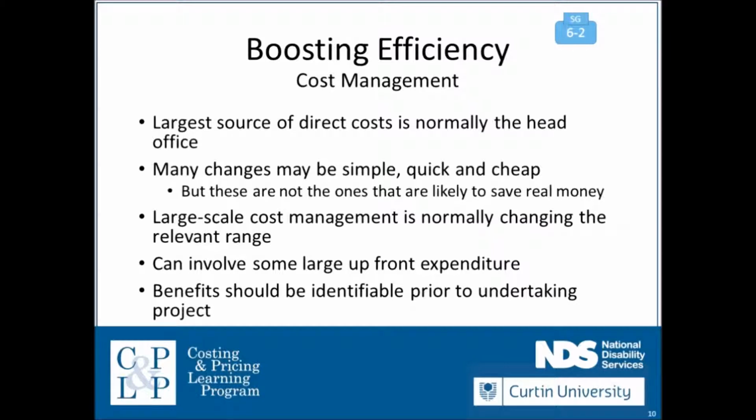The other things to look at from a cost management perspective include looking at overhead costs, such as head office costs. Boosting the efficiency, the cost management aspect, as I mentioned before, really should relate to the 80-20 rule. We should look to adjust and amend those costs, reduce those costs that are going to have 80% of the impact on the organisation's aggregate target price gap. The largest source of direct costs is normally overhead, as I said before, and things like head office costs are particularly important to realise are significant.